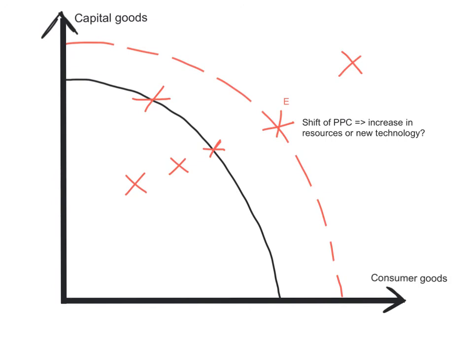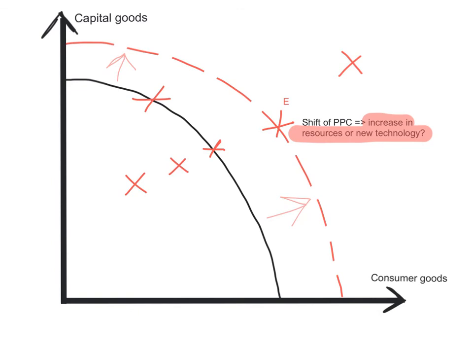Now, what if the quantity or the quality of resources increases, or the state of technology is improved? There are advancements in technology. Well, what would happen is that the PPC would shift outwards. So the PPC will only shift outwards if the quantity or the quality of resources increases, or there has been new, better technology. So point E here shows that due to the shift in PPC, there's an increase in resources or new technology.